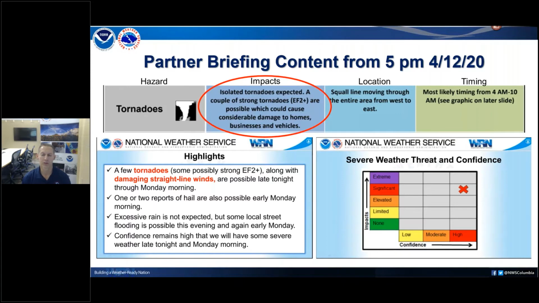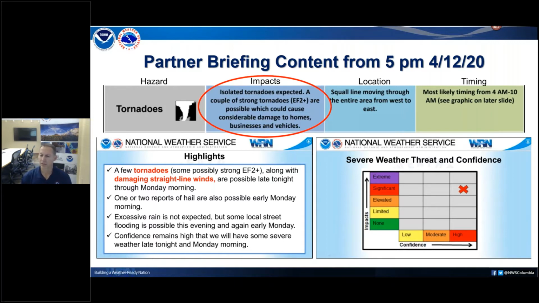So we really wanted to hammer that down and get that out to the media and to our partners, and let people know this is going to be a significant event. You really need to be aware of it. Stay aware of the potential. Also, I want to show the lower right image there, the severe weather threat and confidence graphic.